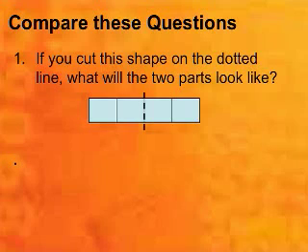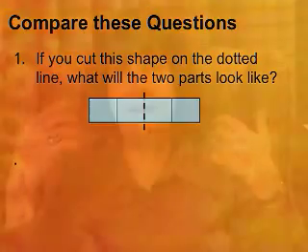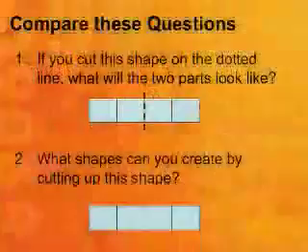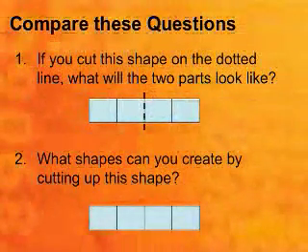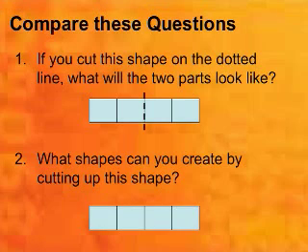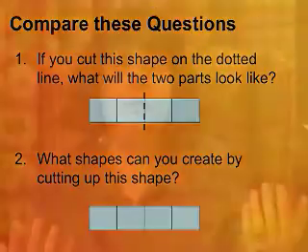So let's look at this particular problem. A teacher might draw the shape that you see in front of you, and they might draw the dotted line, and they might say to the children, if I cut the shape on this dotted line, what will the two parts look like? And that's a perfectly okay question, but I want you to compare it with this question. Pretend that dotted line isn't there, and I say, what shapes can you create by cutting up this shape? Now, do you see how much richer that is?